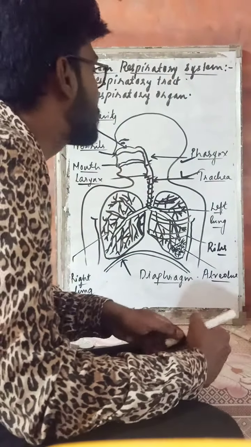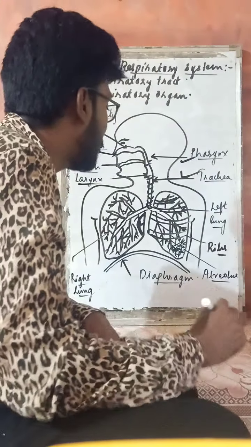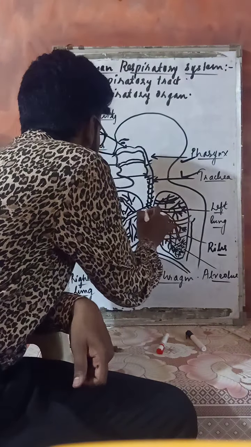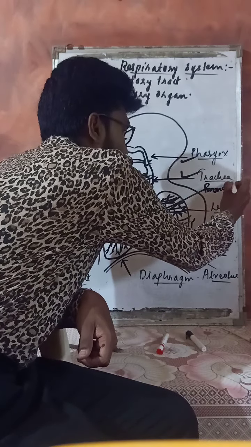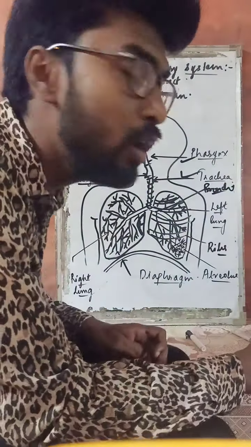Next one is the bronchi. Right? Now what happens here is that you can see these are generally called your bronchi. These are generally called the bronchi.